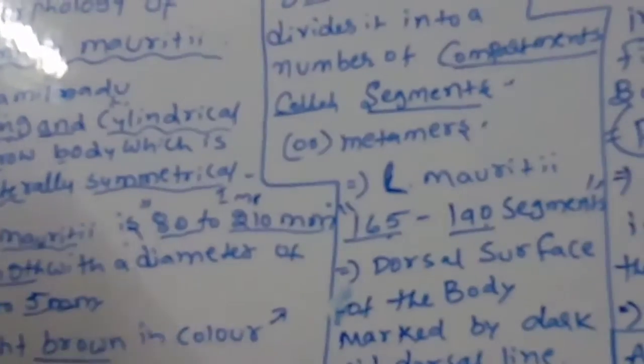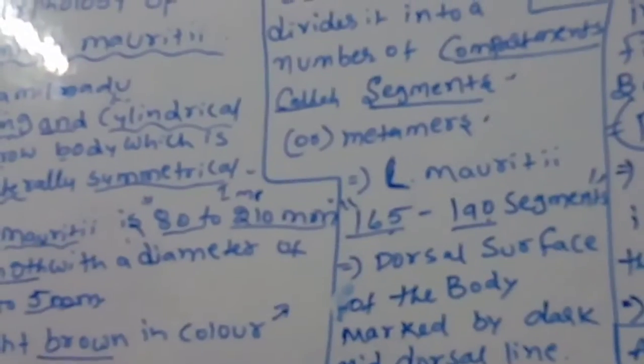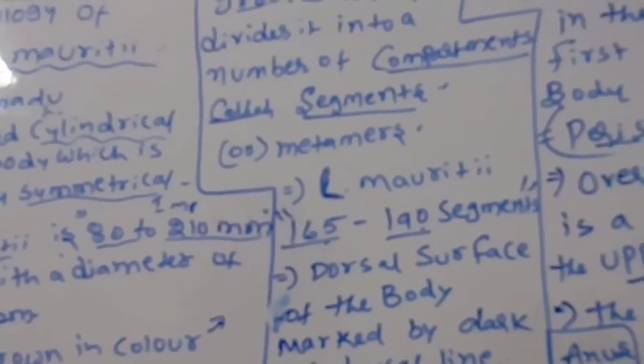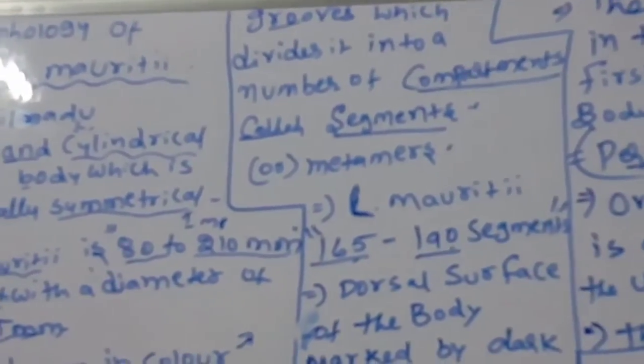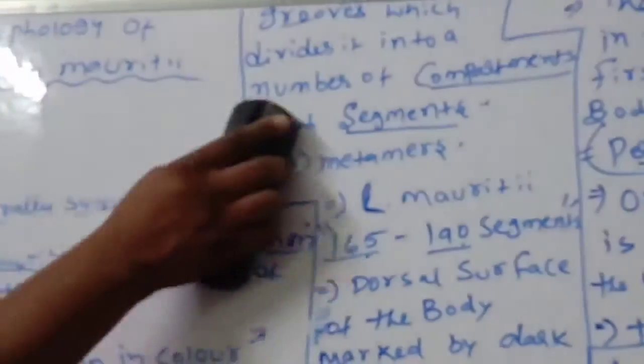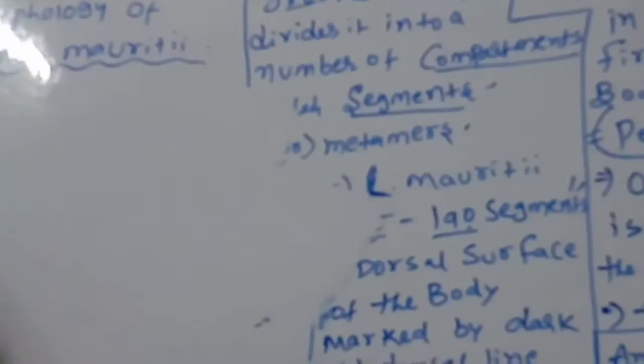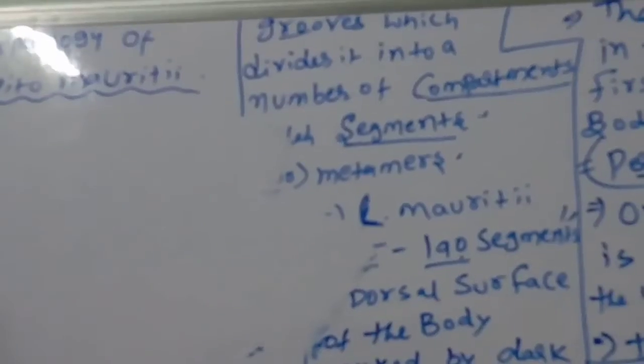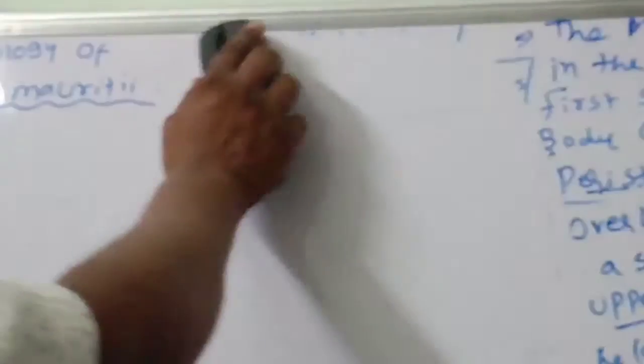Next, we are going to discuss the cocoon and some more points about morphology. Okay, children, observe very carefully. We are going to discuss some more points about morphology.